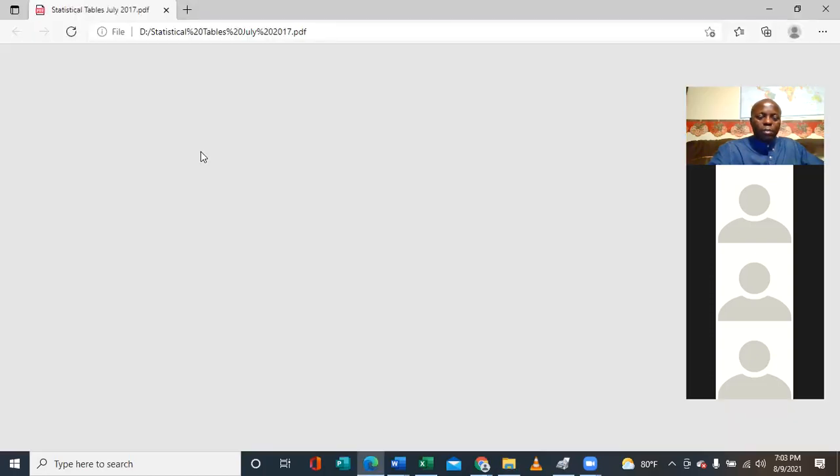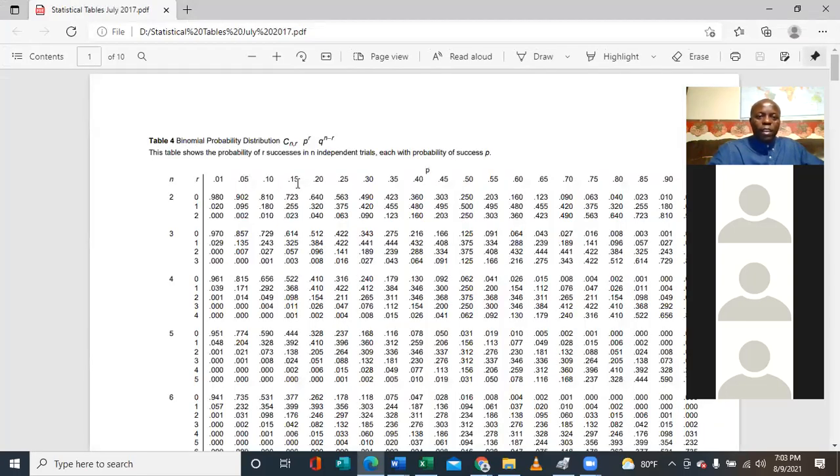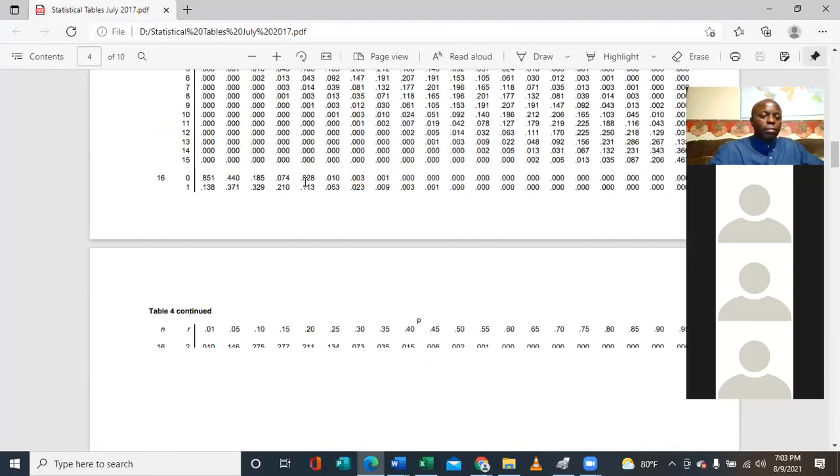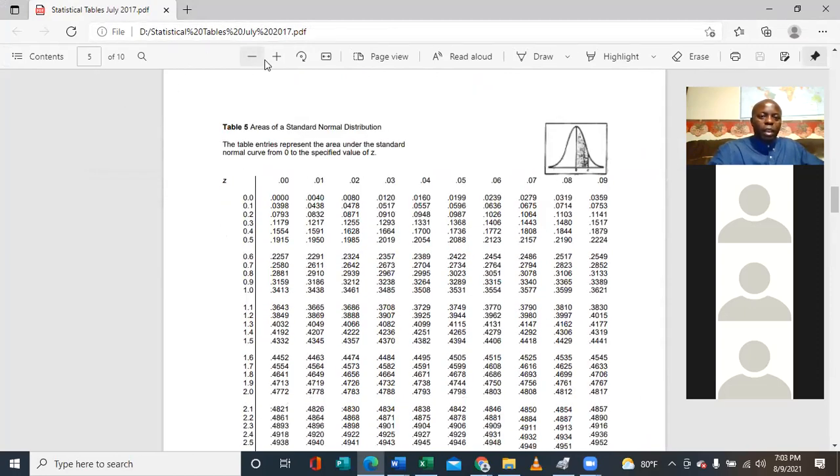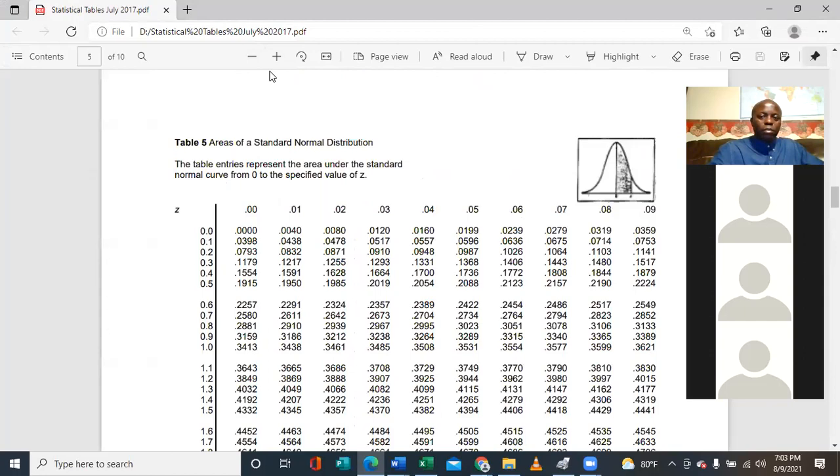If you don't have it, you can get it from your Canvas under files. Can you see it now? Yes. Let me make it bigger. Again, it is in Canvas. It's been there since we started doing binomial distribution. Now, this is the table we're talking about here.